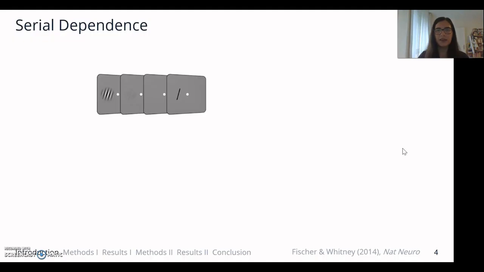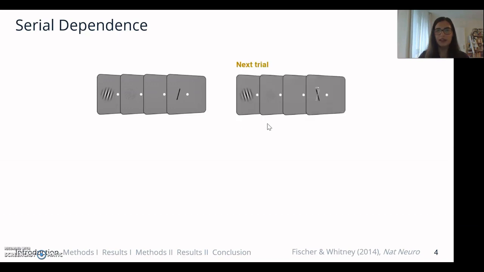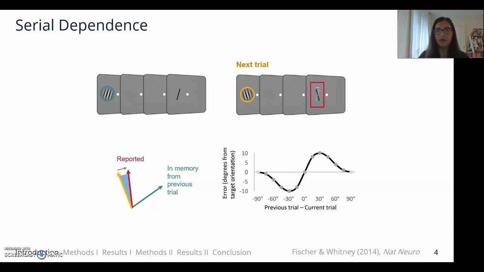This systematic bias has been called serial dependence and was first demonstrated by Jason Fisher and David Whitney. In their experiment, participants had to remember the orientation of a Gabor patch, and then after a short delay, recall that orientation by adjusting a randomly oriented line. In the next trial, they had to do exactly the same thing with a differently oriented Gabor. And then they could observe that the current orientation is affected by the previous orientation, in a way that the current report is attracted towards the previous orientation. This attractive bias follows the stereotypical tuning curve you can see here, and it basically just tells us that only items that are sufficiently similar to one another will be attracted over time.